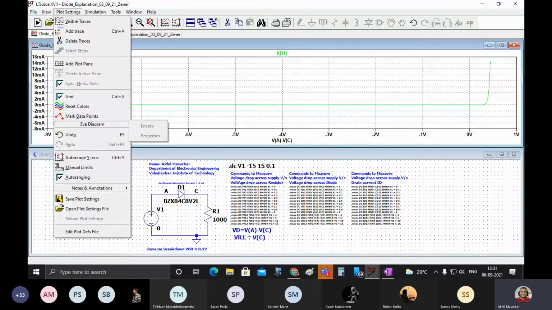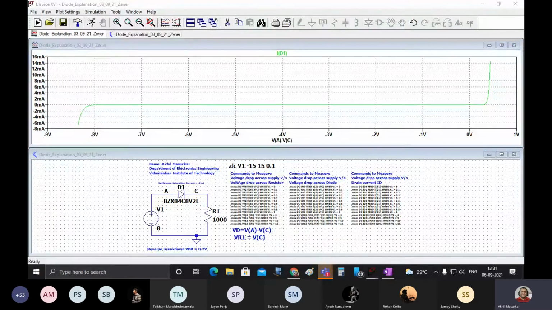Okay, Akhil, your output is correct. Omkar, output is good, but just change the background of the graph, because if we want to print this thing, then this black background will consume a lot of ink. Output is correct, no problem.